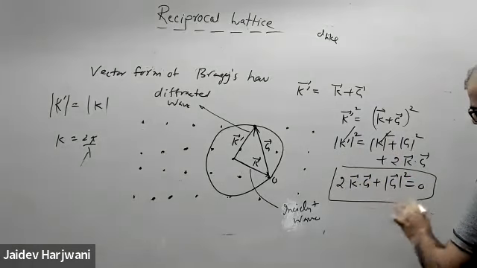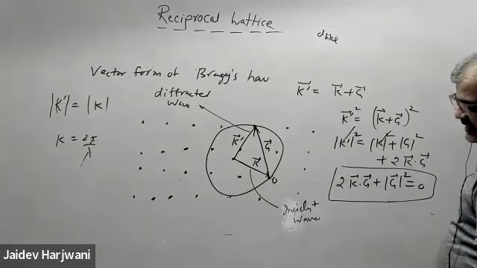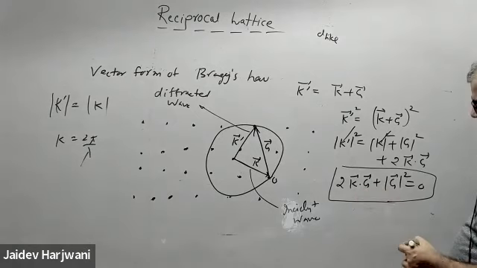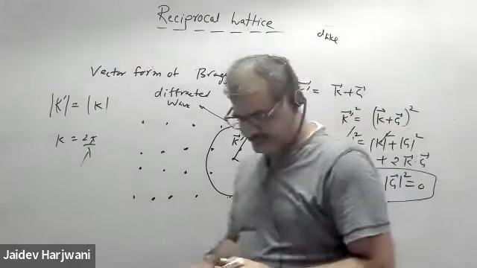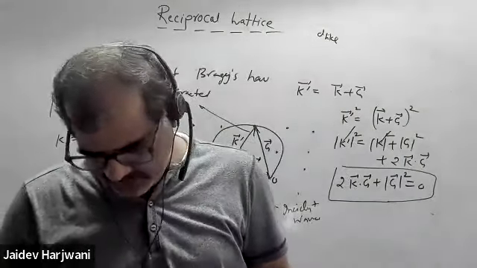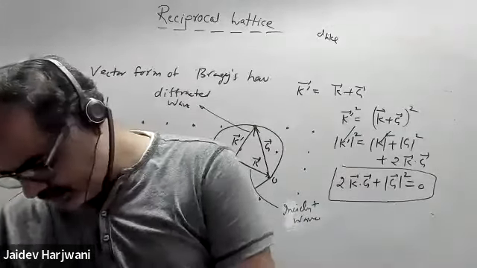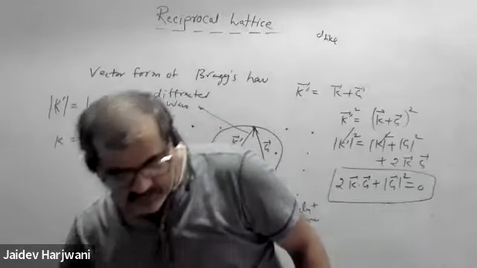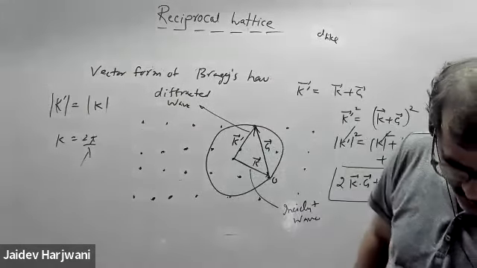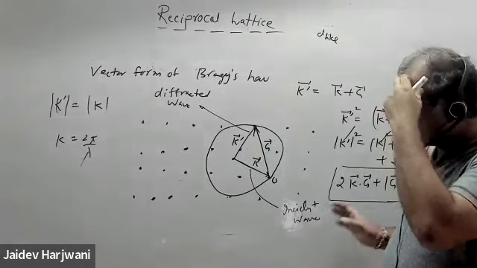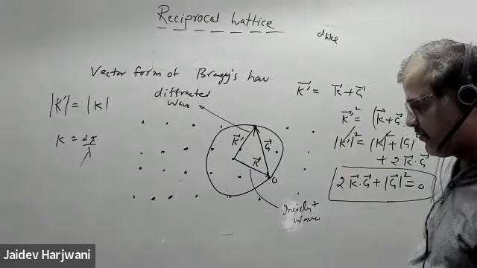So this is also the vector form of your Bragg law. This is the vector form of the Bragg condition in reciprocal space, the Bragg condition in the reciprocal lattice, whatever you want to say. Sometimes they ask this question directly.